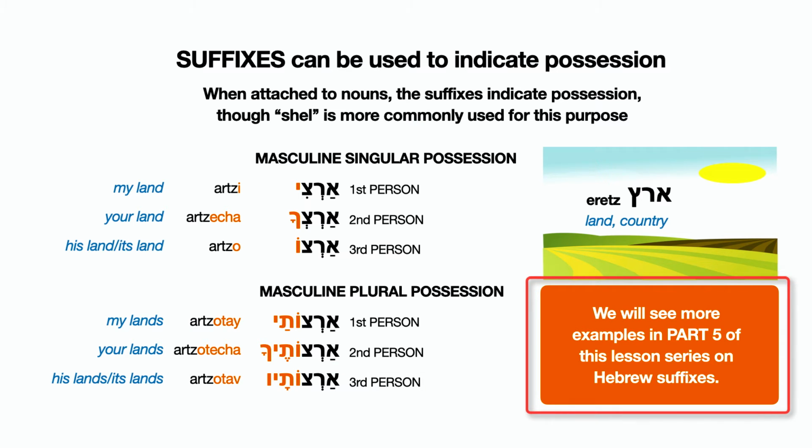So this really requires a lot of memorization, and we will see more examples of suffixes to indicate possession in part 5 of this lesson series.